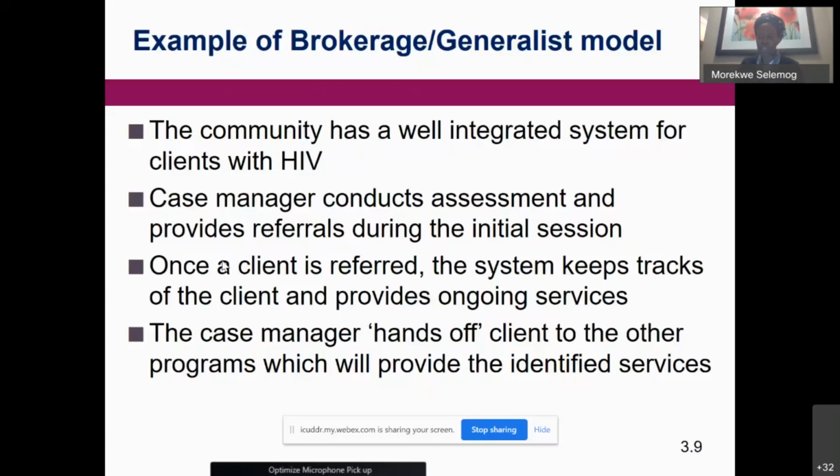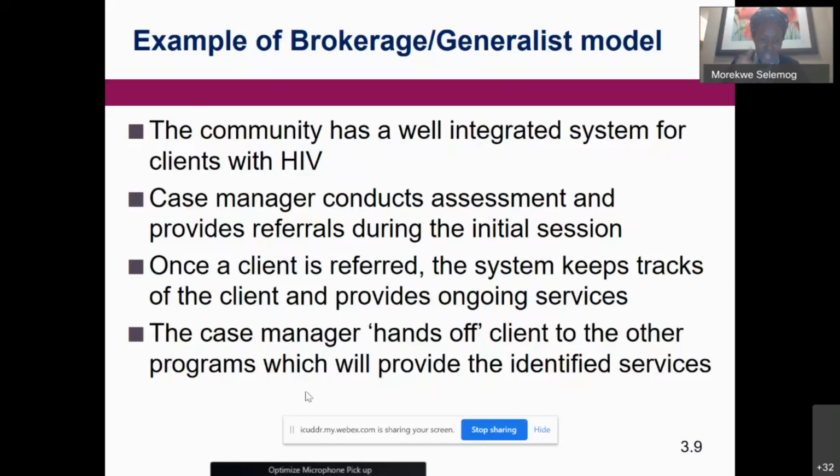So I'm going to pause for a bit and then ask you, what do you think if you were to use this kind of model in your settings, and what do you think the other providers where you refer your clients to the other programs will think about the brokerage model?